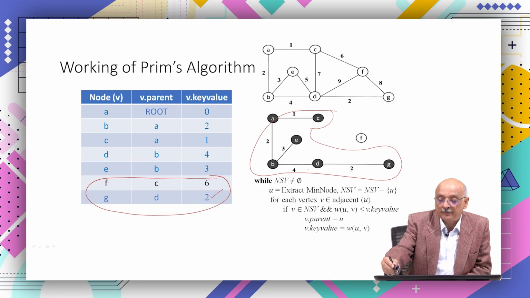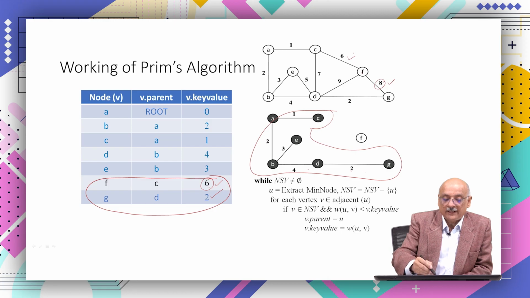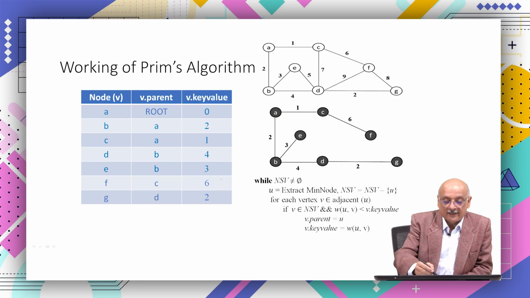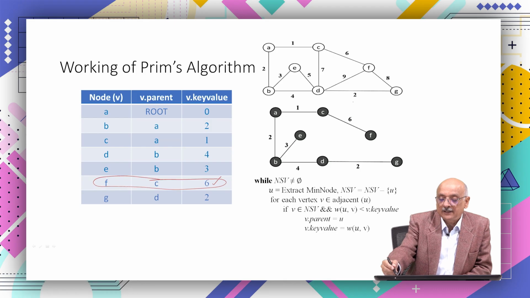Now G to F, that is adjoining. So will it make any change? No, because the weight is 8 for this particular edge, and we have already found a parent from which it has a lesser edge, which is 6. So we'll maintain it, no changes needed here. And finally, this also will be made. This is the last step in this particular case. So CF will be added to this particular tree.